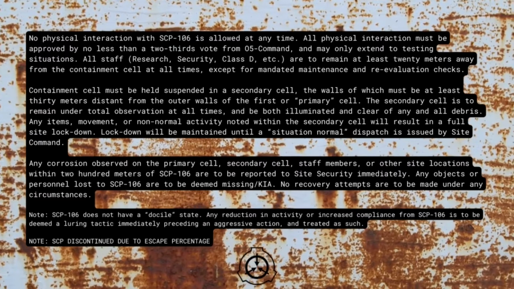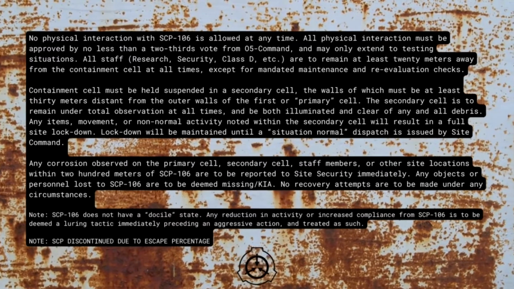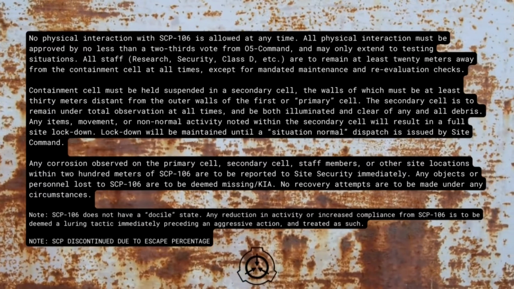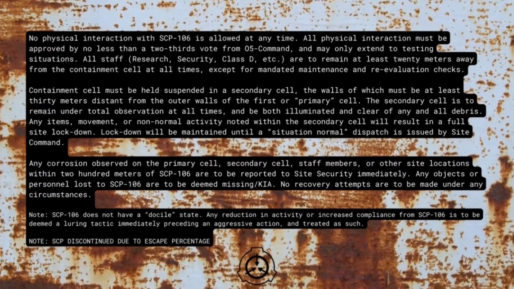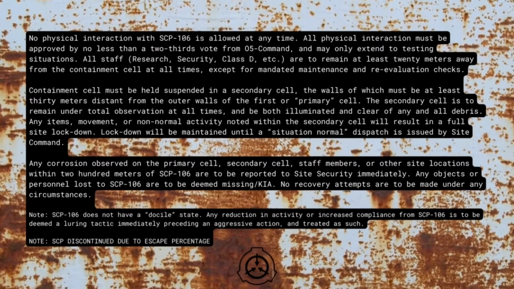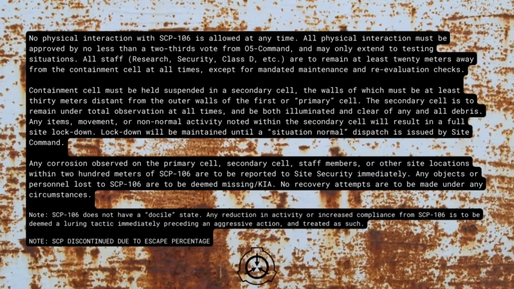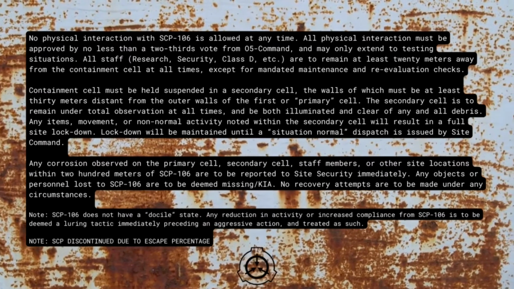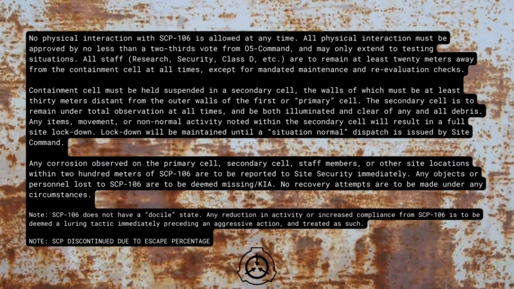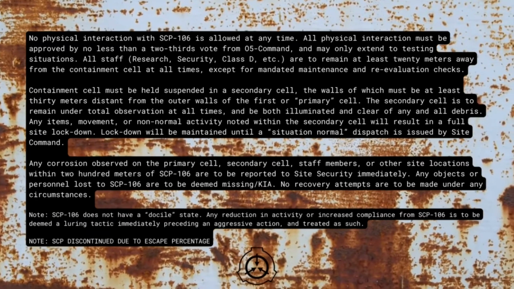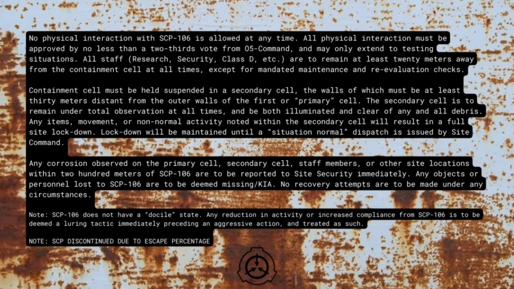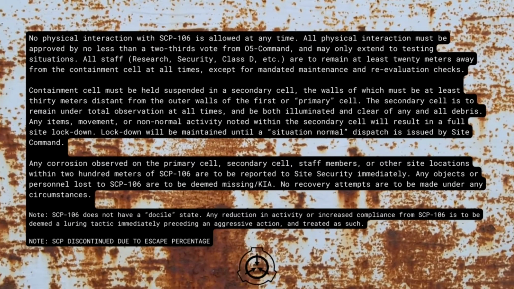Containment cell must be held suspended in a secondary cell, the walls of which must be at least 30 meters distant from the outer walls of the first or primary cell. The secondary cell is to remain under total observation at all times and be both illuminated and clear of any and all debris. Any items, movement, or non-normal activity noted within the secondary cell will result in a full site lockdown. Lockdown will be maintained until a situation normal dispatch is issued by Site Command.